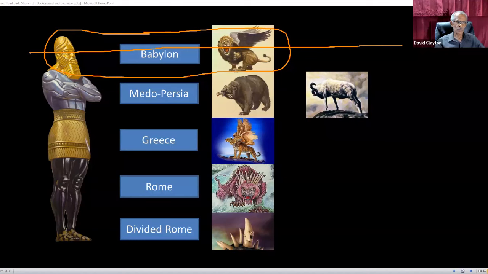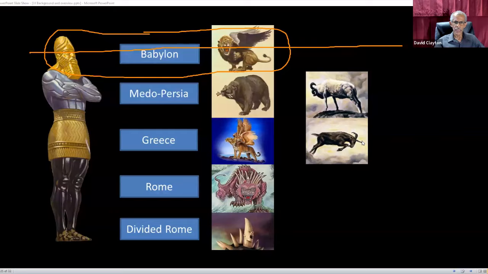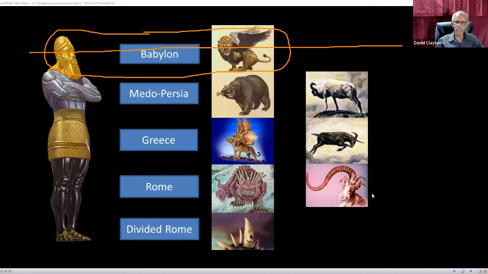So then we start with Medo-Persia. And then so you have the ram, then you have the goat. And so the next power that we expect to see is clearly Rome. The third power is Rome. When you put the prophecies parallel like this, you can't escape it. So what is the next power we see in chapter 8? We see the horn that becomes exceedingly great.